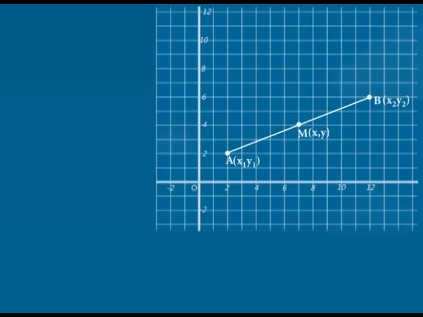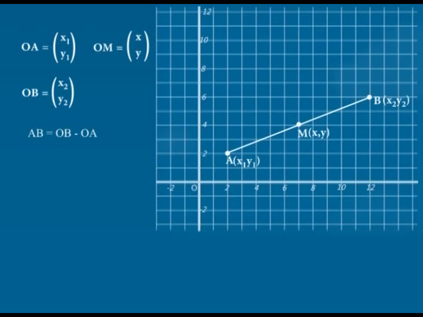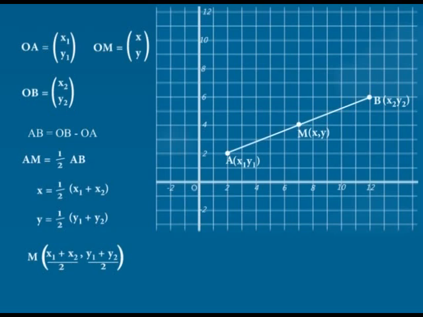This means that the position vector of point M is half the position vector of point A. Consider the midpoint M of the line AB in this figure. OA is equal to (x1, y1), OM is equal to (x, y) and OB is equal to (x2, y2). AB is equal to OB minus OA. AM is equal to a half AB. That means x is equal to a half into x1 plus x2 and y is equal to a half into y1 plus y2. The coordinates of M are ((x1 plus x2) over 2, (y1 plus y2) over 2).